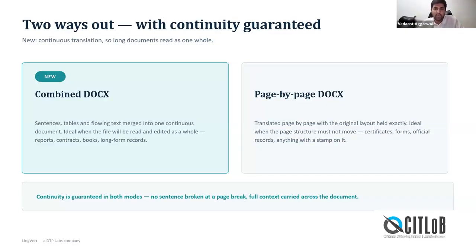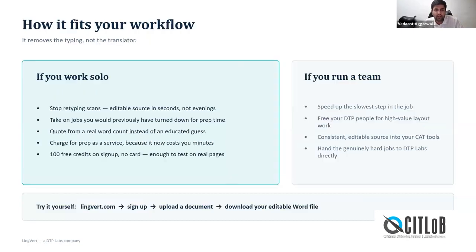Also, as you can see, in the combined docs, the sentences, tables, and flowing text will be merged into one continuous document, ideal when the file will be read and edited as a whole. While in the page by page docs, it will be translated page by page with the original layout held exactly. Ideal, of course, when the page structure must not move, certificates, forms, etc.